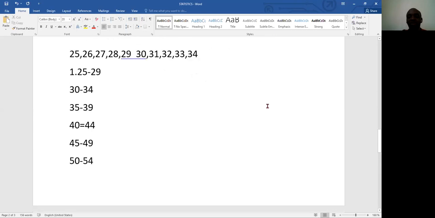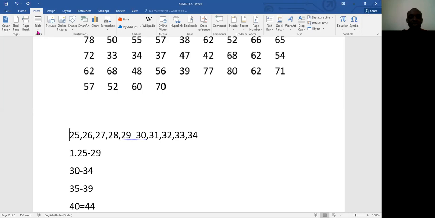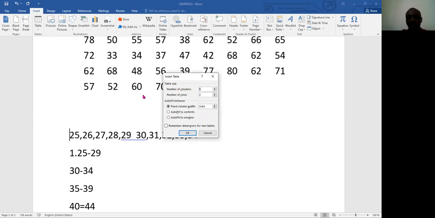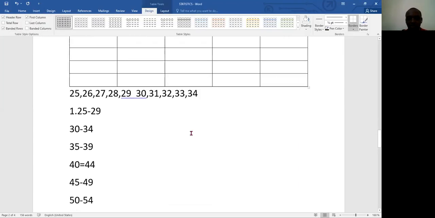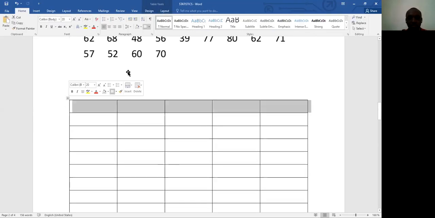Now, how do we go about this? We come here and insert a frequency distribution table. So I insert a table. How many rows do I want? I want 13, so not 13, but 14. Let me have 5 columns. Then you push it down, and the whole of it is below here.